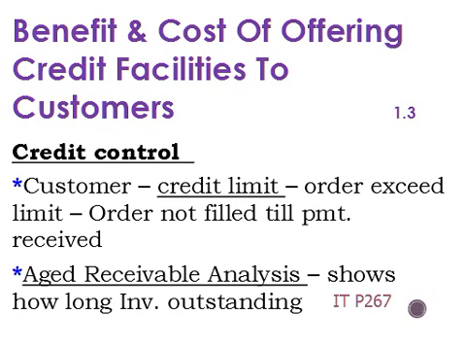Customers will be given a credit limit. If an order from a customer exceeds their credit limit, the order will not be fulfilled until a payment has been received. A business can also use an aged receivable analysis to help with credit control. An aged receivable analysis shows how long invoices are outstanding, and will also show which invoices to chase up payment.